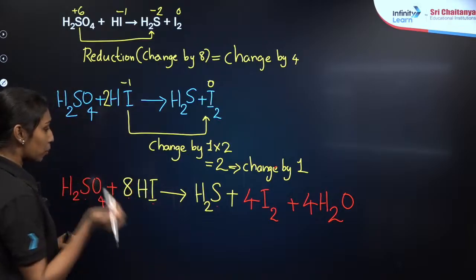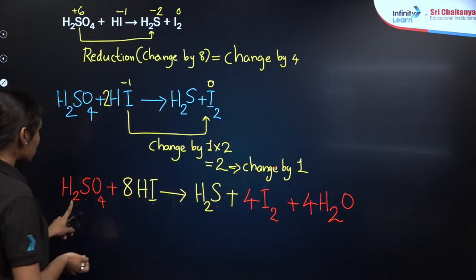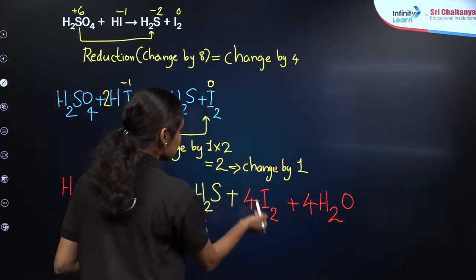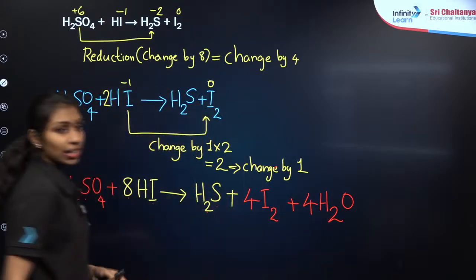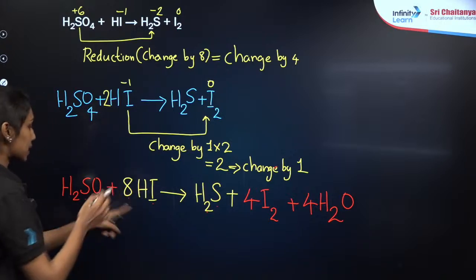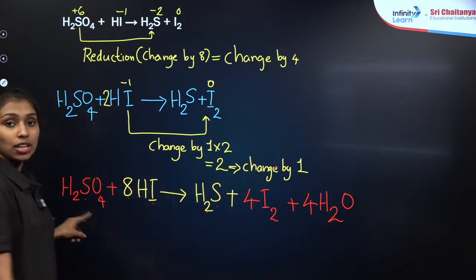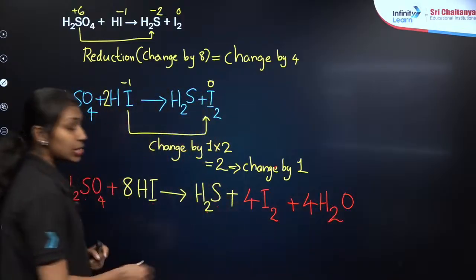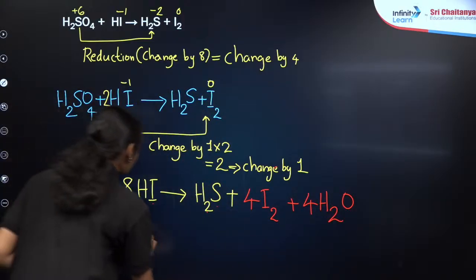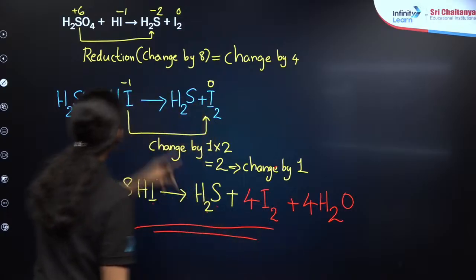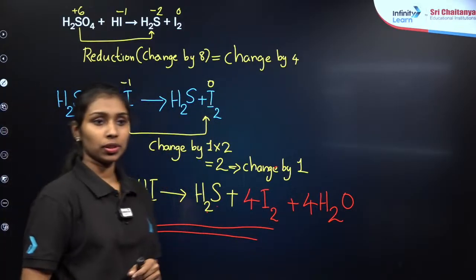Then you are checking the number of hydrogen atoms here. Here it is 2 plus 8, 10 hydrogen atoms. What about here? 2 hydrogen plus 4 into 2, 8 hydrogen, right? Which means the hydrogen atom is also balanced here. While checking the charge also, you can see that on the reactant side the whole charge is 0 and the product side the whole charge is also 0. So you can say that this is a balanced redox reaction for this reaction. Clear?